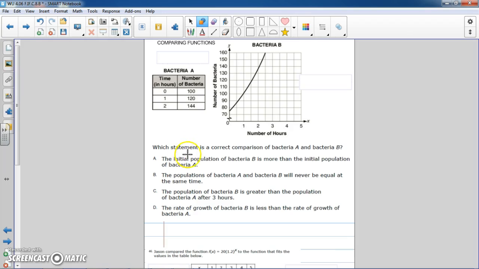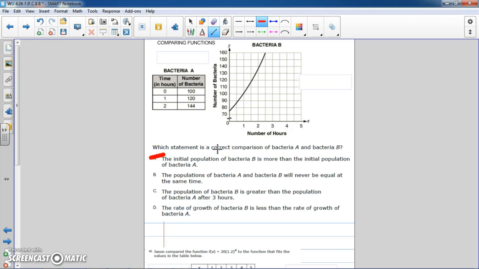All right, A, since it's talking about initial population, we can answer those. We can see if that statement is correct just by looking at our table and our graph. Luckily, both the table and the graph include time at 0 hours, which means nothing has passed yet. So that is our initial population. The initial population of bacteria A is 100. The initial population of bacteria B is around 75. So here we see that bacteria A's initial population is greater than bacteria B's. So A would not be a correct answer choice.